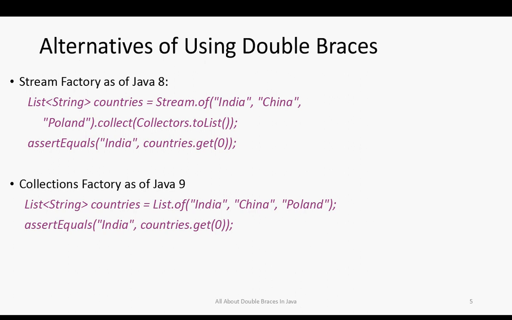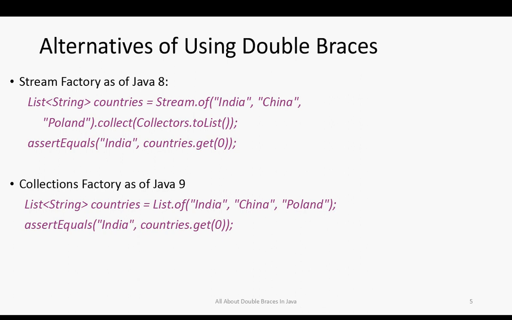Okay, let's look at the alternatives of using double braces. The first example we are going to talk about is a stream factory as of Java 8, where we are making use of the factory method of, and we are providing the countries as strings, and we are passing that to the collector, where we are saying that we want to collect it as a list of string. We need to create a list of string, and that's what we are getting there. And then we are doing the normal assert.